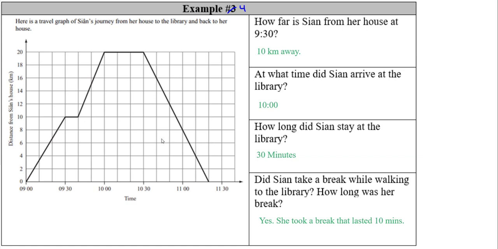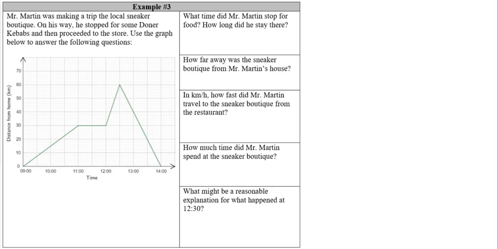All right, and our last example, which again has another typo, this should be example number 5. Let's go ahead and change that. Example number 5. Okay, so we got this graph here, and it says there's a little storyline here. It says Mr. Martin was making a trip to the local sneaker boutique. On his way, he stopped for some doner kebabs and then proceeded to the store. Use the graph below to answer the following questions.